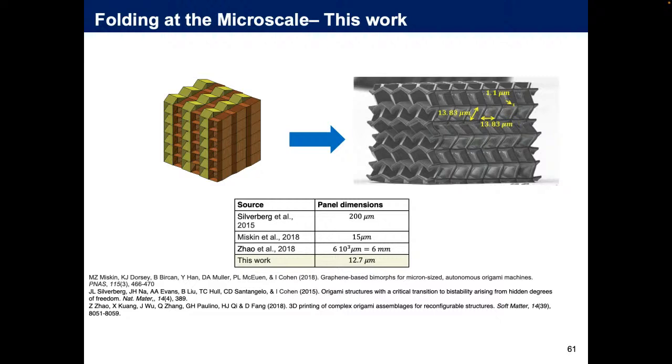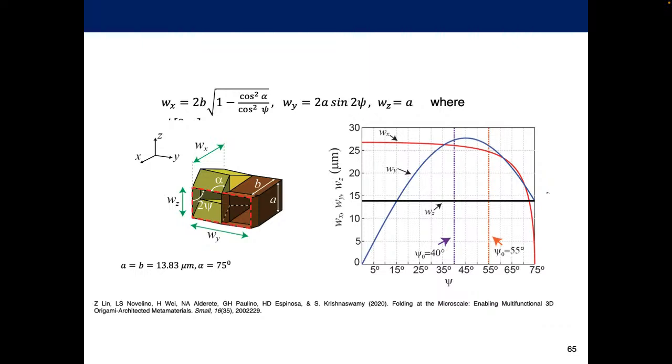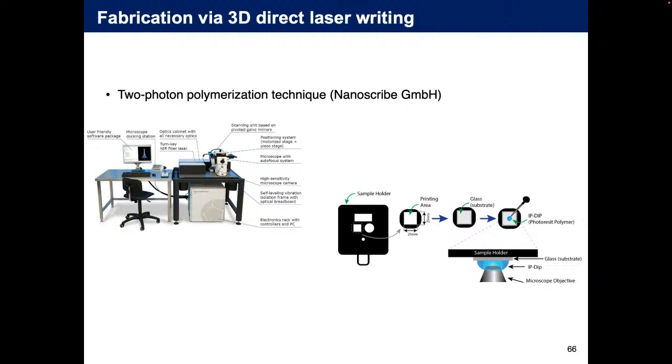And then we can do a rigid origami model to understand the kinematics of the system. And then we did this with 3D direct laser writing using a two-photon polymerization technique, a Nanoscribe machine. And actually, this was done at Northwestern with your former advisor, Horacio, and Sirida Krishnasamy.